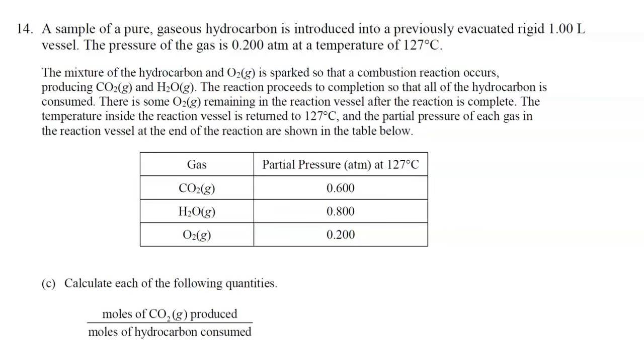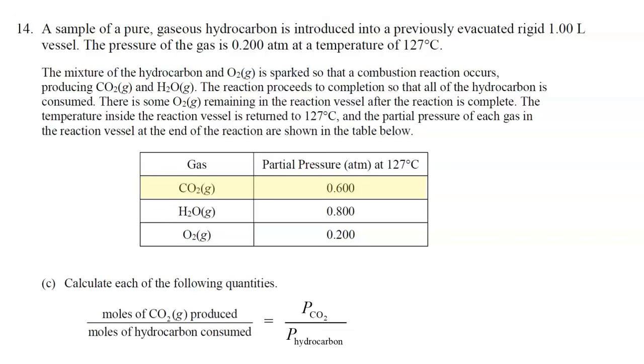So let's take a look at that first ratio. What they want is the moles of carbon dioxide gas produced over the moles of hydrocarbon consumed. Well, we have data for the pressure of CO2 at the end of the experiment, which is 0.6 atmospheres.